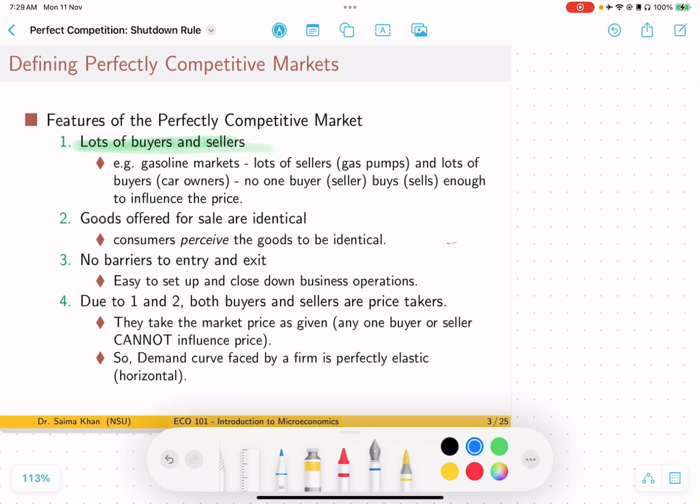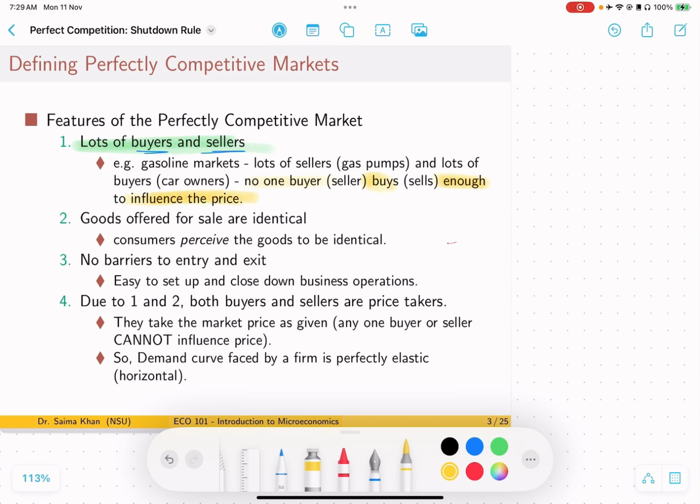Well, if you've got many buyers and sellers, you realize that there's no one buyer which is strong enough in order to influence the market price. At the same time, there's no one seller who can sort of capture the market and then dictate the price. Okay, so that is exactly what is written down here. There's no one buyer who will buy enough so that they can influence the price.